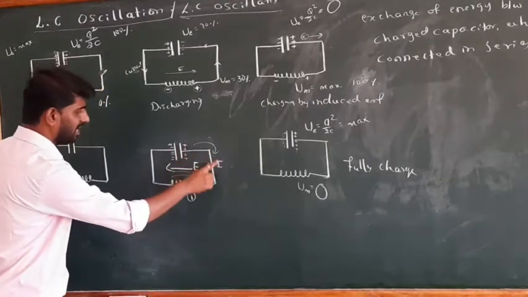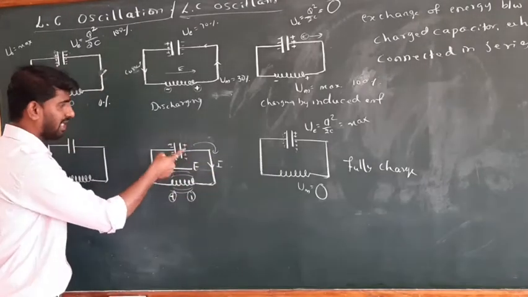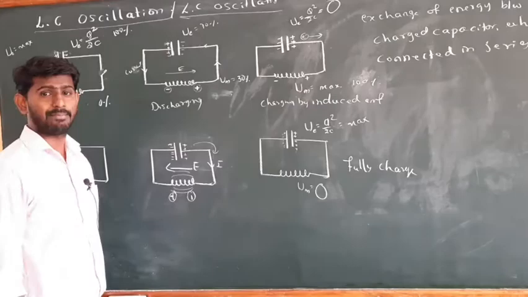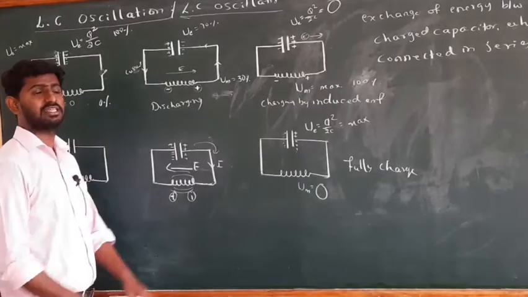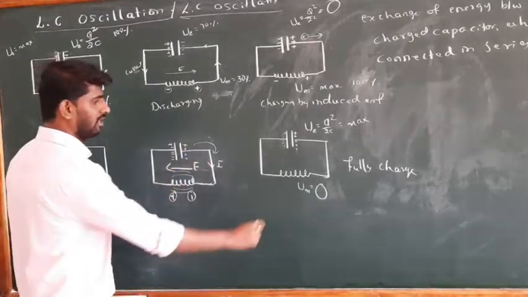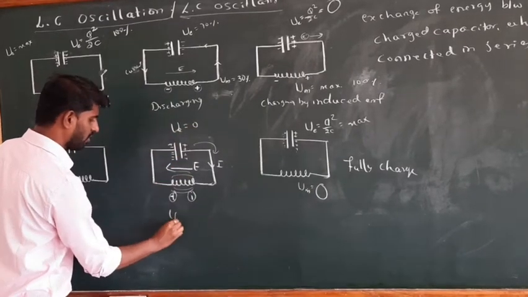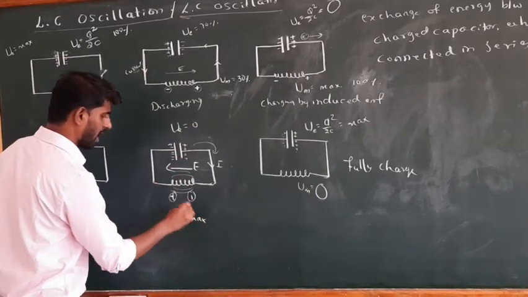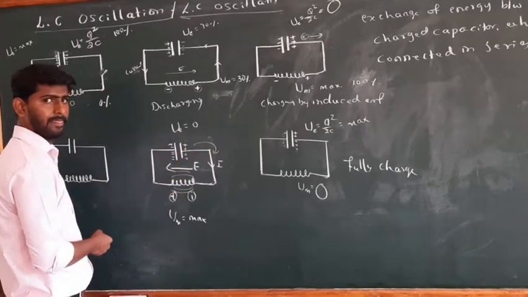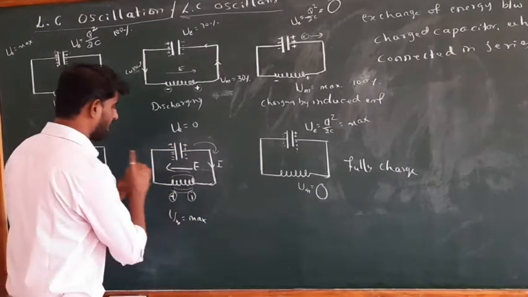Until the capacitor gets 0 energy, means discharged fully. Here UM was 0, again I'll write UE becomes 0. At that time UM is equal to maximum. How does it become maximum? It is discharged. Here it is positive and here it is negative.